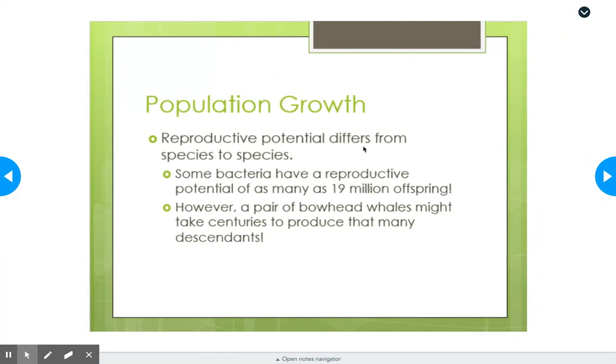So, reproductive potential differs from species to species, and this also impacts how we think about population growth. For example, some bacteria have reproductive potential of as many as 19 million offspring. Humans, on the other hand, we can't have 19 million offspring. That's impossible. It takes us 9 months to even sometimes just have one child. So then we can think of, like, it has this example about whales. They could take a century to produce that many descendants. And so, how fast a population can have babies also impacts population growth.